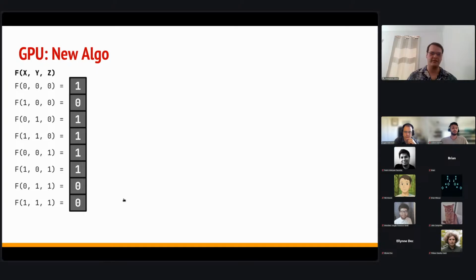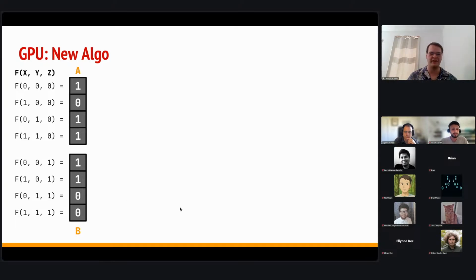If we can split it up into an upper half and a lower half, call them A and B, and if you can find representations for the top half and the lower half, then you can put them together. The obvious way to put them together is just by looking at the last variable and saying, if z is 0, then use A, but if z is 1, use B.